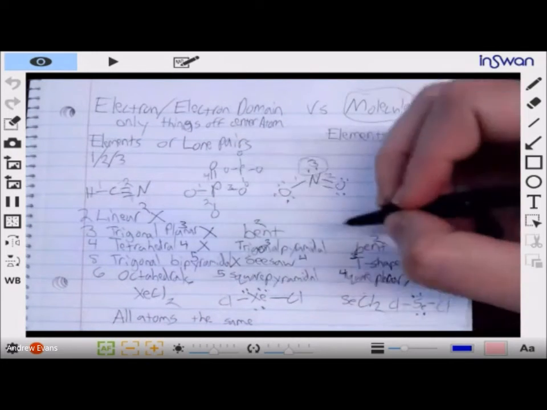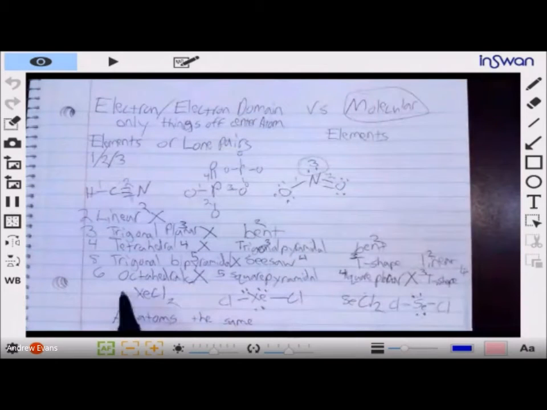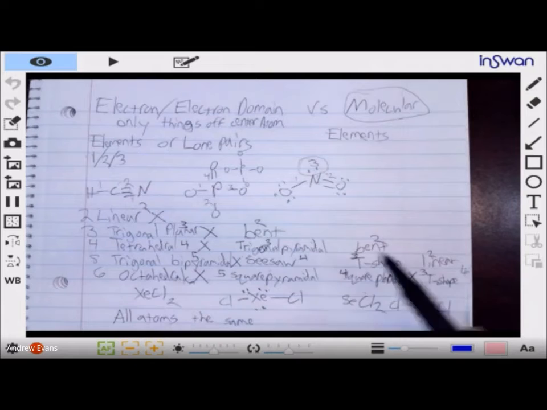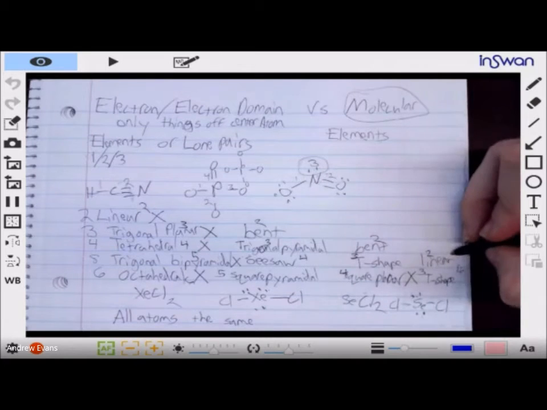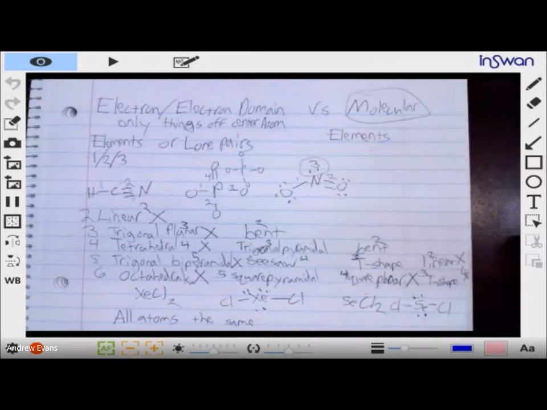If all atoms are the same, all of the base electron domain geometries, square planar, and linears. If all atoms are the same, these can never be polar, because polarity requires two sides of the same coin to not be canceled out.